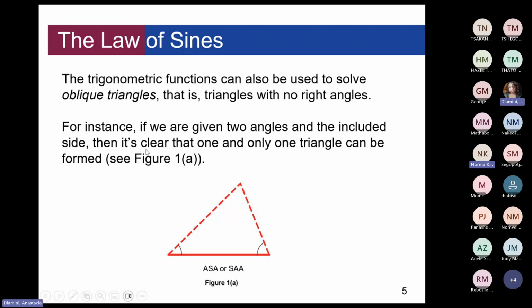Now they say, for instance, if we are given two angles and the included side, then it is clear that one and only one triangle can be formed, right? Meaning that you can only form a unique triangle. So remember what we said: if you are saying included side, it means that the side has to be between these angles. So this is the included side. Are we all together, yes or no? Should I continue?